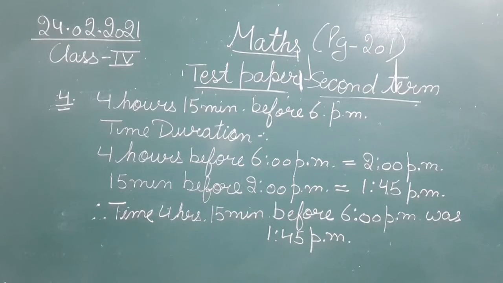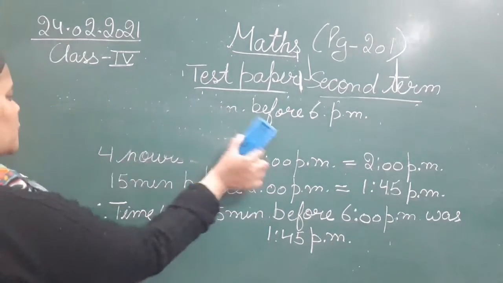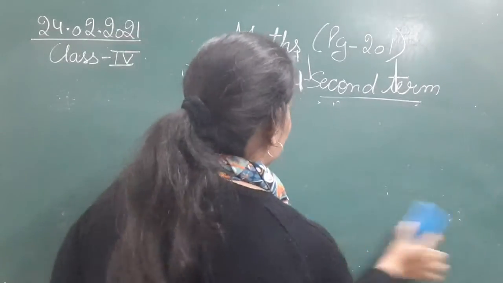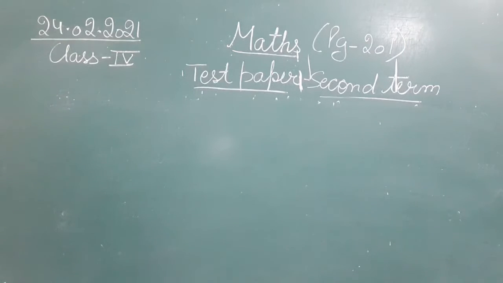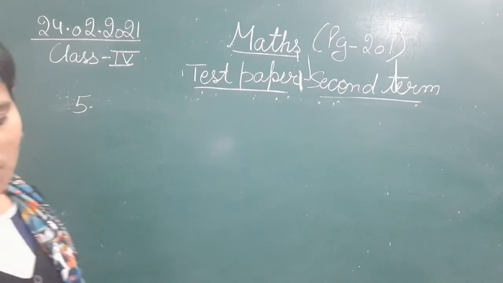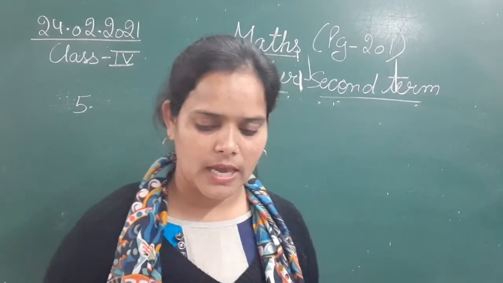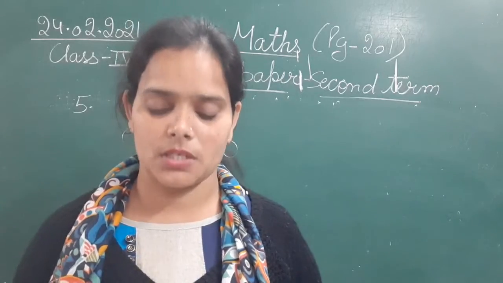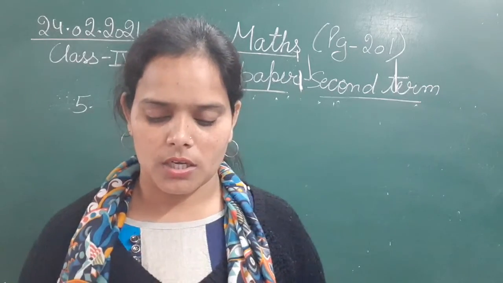चलिए let's move to the question number 5. The question number 5 is, how many diameters can be drawn in a circle? Okay, so how many diameters you can draw in a circle?